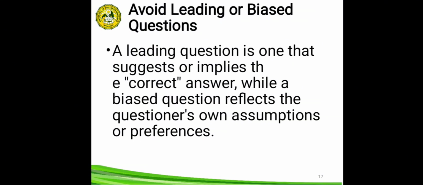So the last thing that we should consider in creating a binary choice item is to avoid leading or biased questions. Because if we create this type of question, we are suggesting a correct answer to our students. That will not help them to think on their own. It basically means that you are developing lower order thinking skills.